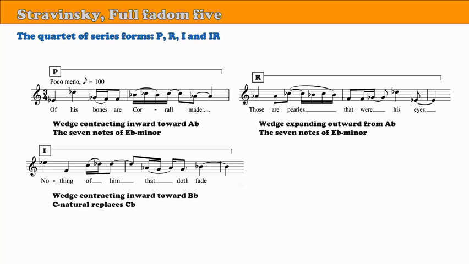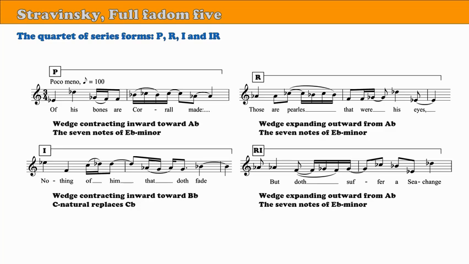The inversion replaces C-flat with C natural and is arranged as a wedge contracting inward toward B-flat. It has 6 notes in common with the other series forms. The inversion of the retrograde takes us back to the notes of E-flat minor and back to a wedge expanding outward from A-flat.